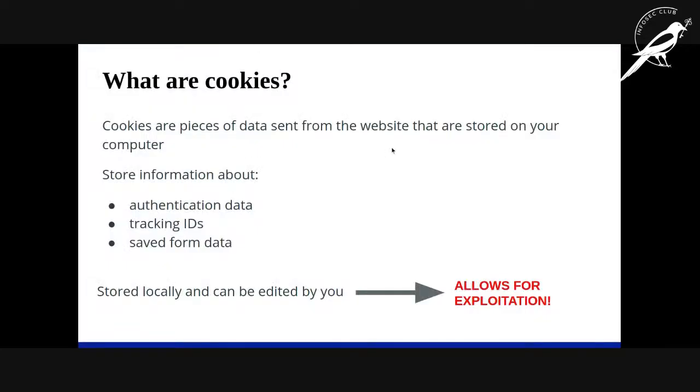So what are cookies? Cookies are pieces of data sent from a website and stored on your computer. It is important to note that cookies are stored locally on your computer. They are managed by your browser. They're not stored on the server. They are stored on your computer. And what they store is different information about authentication data. It could be tracking IDs or saved form data.